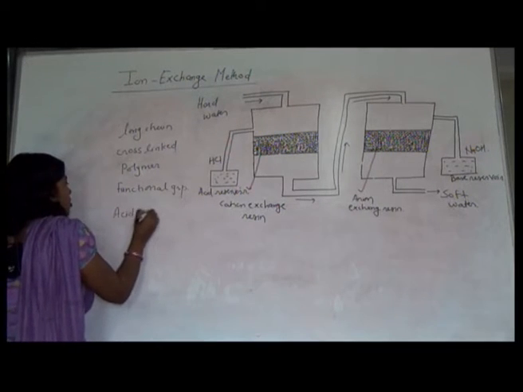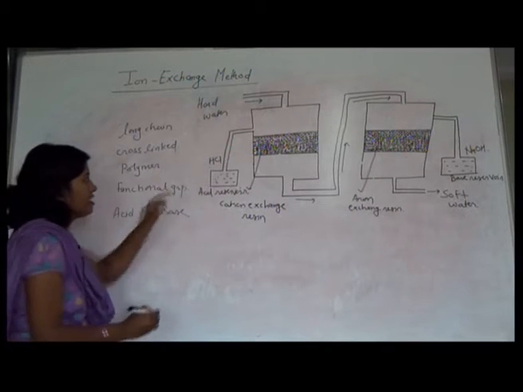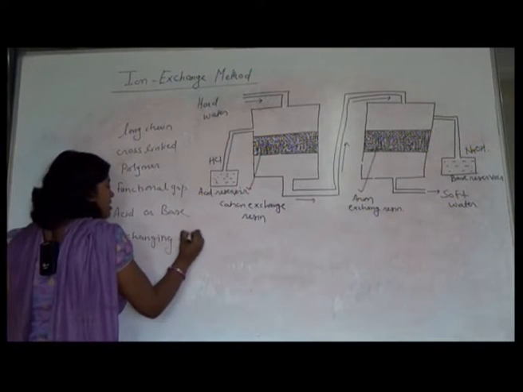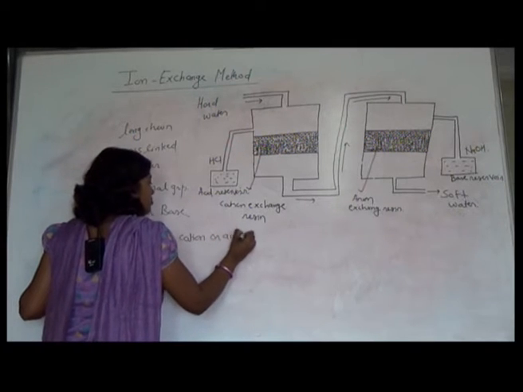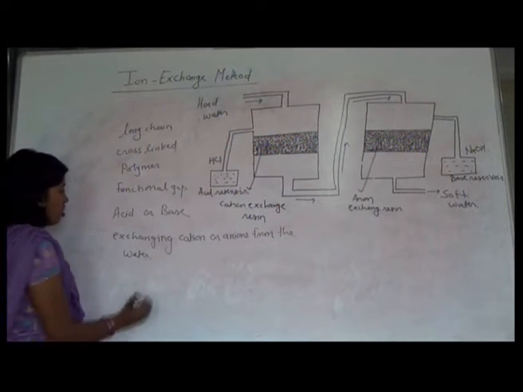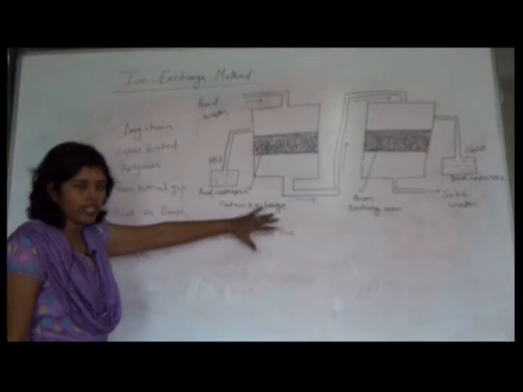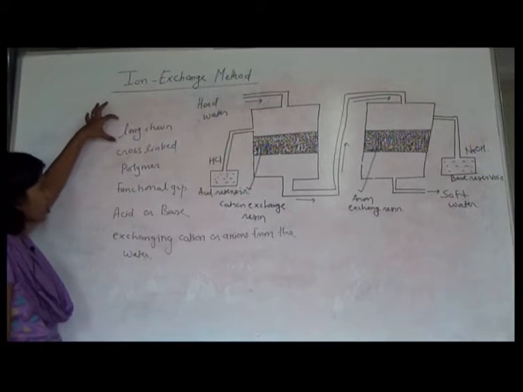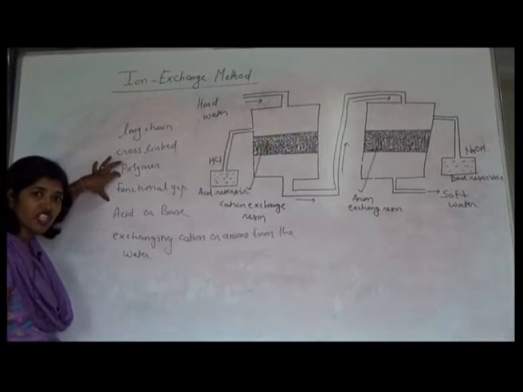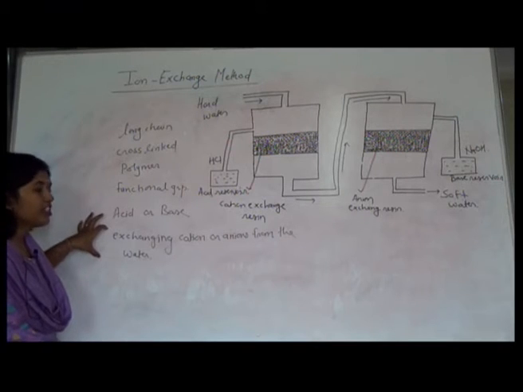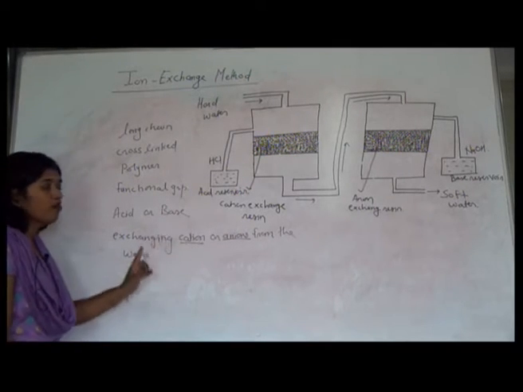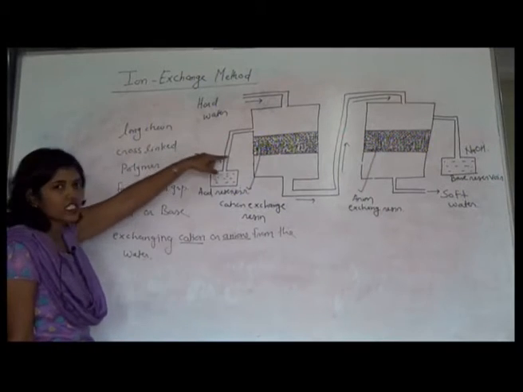The functional groups may be acid or base, and these resins are capable of exchanging cations or anions from the water causing hardness. So that is the definition of an ion exchange resin. It is a long chain cross-linked polymeric molecule attached with a functional group like acid or base, and it has the ability to exchange the cations or anions causing hardness from the water. Such resins are called ion exchange resins.